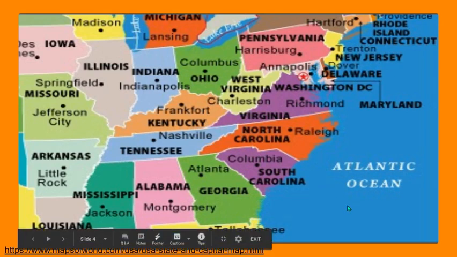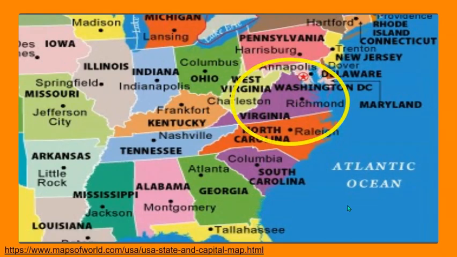All right, so let's look at that. Here is Virginia. I've circled it with a yellow circle. And there is kind of where we live in Virginia. We're pretty close to Washington, D.C.